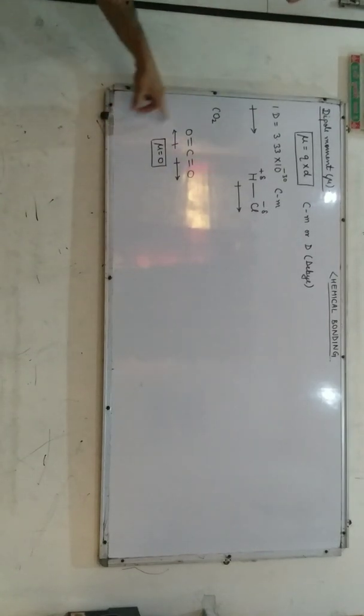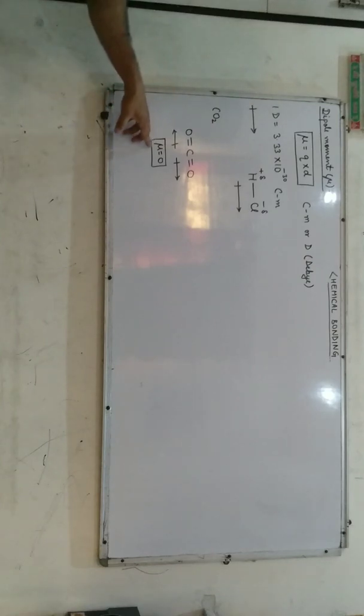I repeat it again, the CO2 molecule shows zero dipole moment because the two dipole moments are equal in magnitude and opposite in direction, thus the total magnitude comes out to be 0.